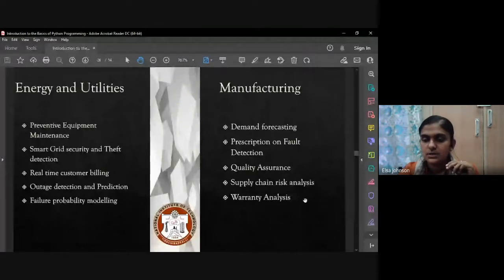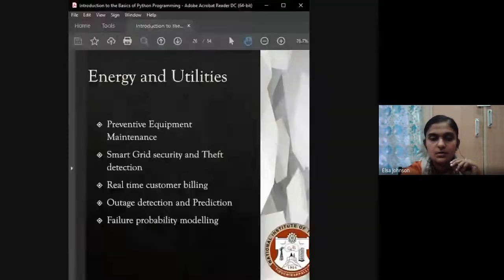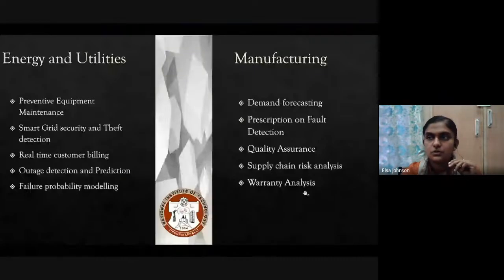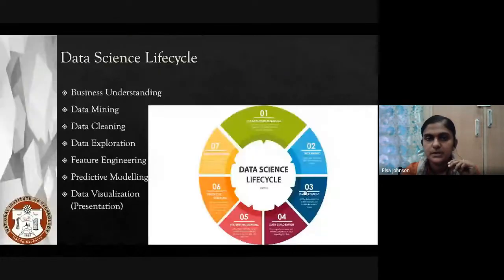So next, moving on to the data science life cycle, that means the steps involved in data science analysis. The first one is business understanding. Business understanding means defining the problem.